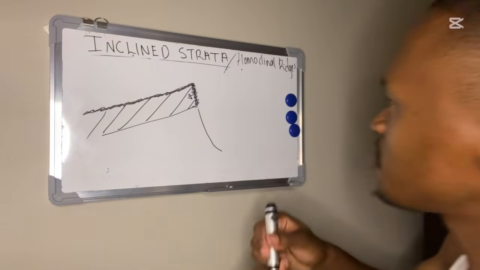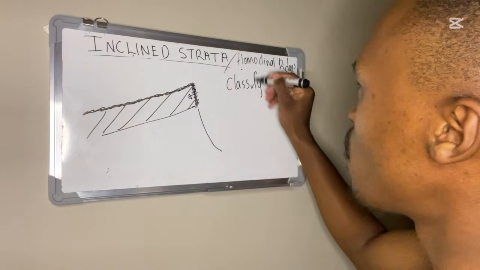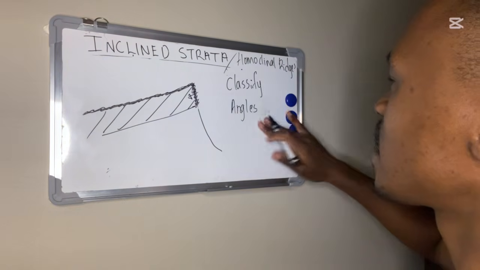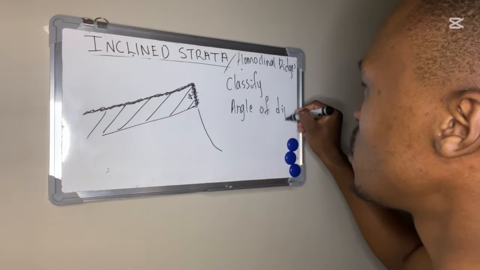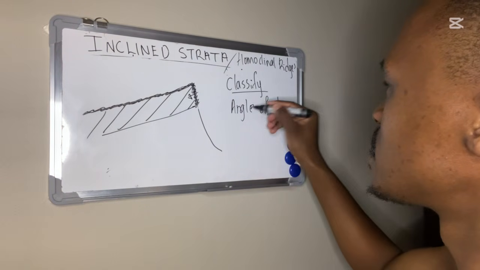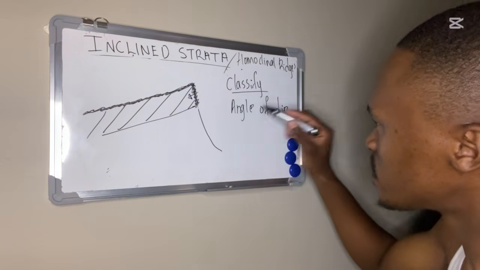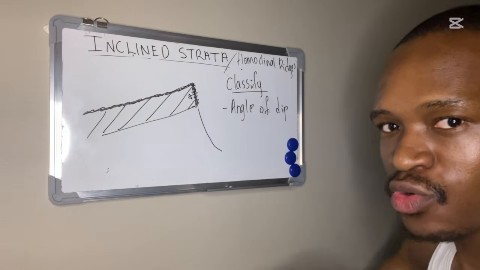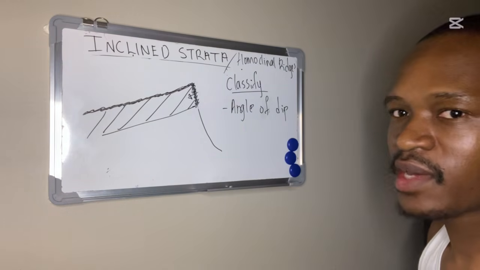Now, when we classify, how do we classify our homoclinal ridges, right? We need to classify them. They are classified according to the angle of dip. My homoclinal ridges are classified according to the angle of dip, right? You can tell the difference between homoclinal ridges by looking at the angle at which they dip. What do I mean by this, right?